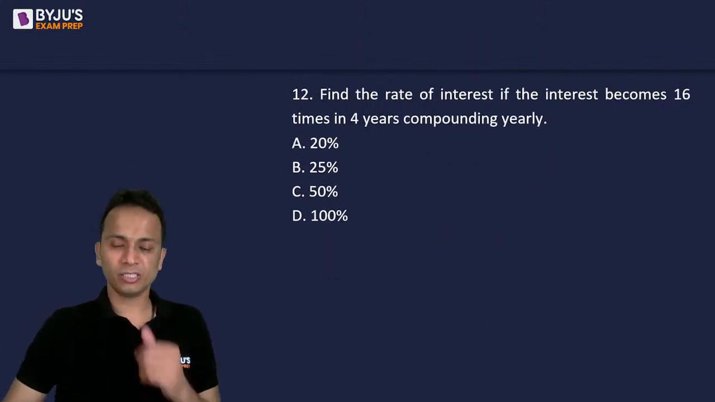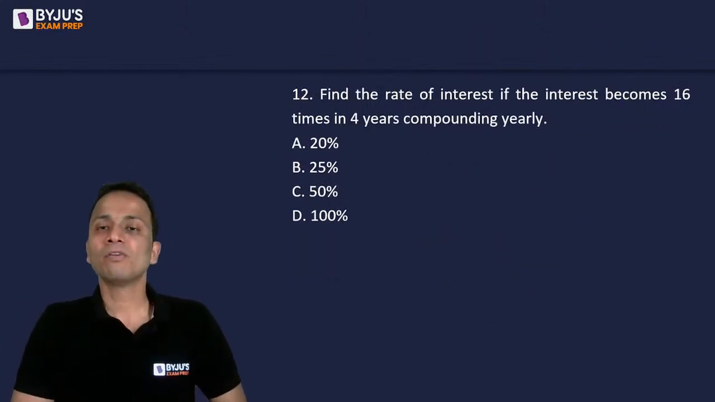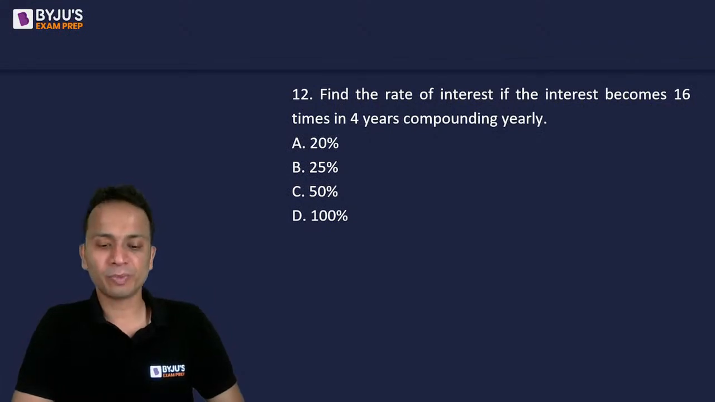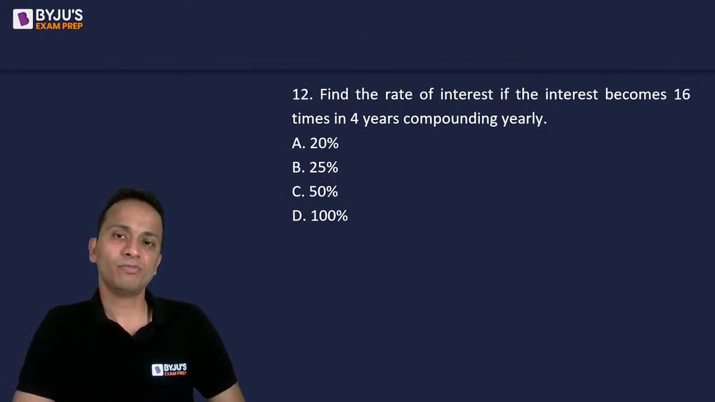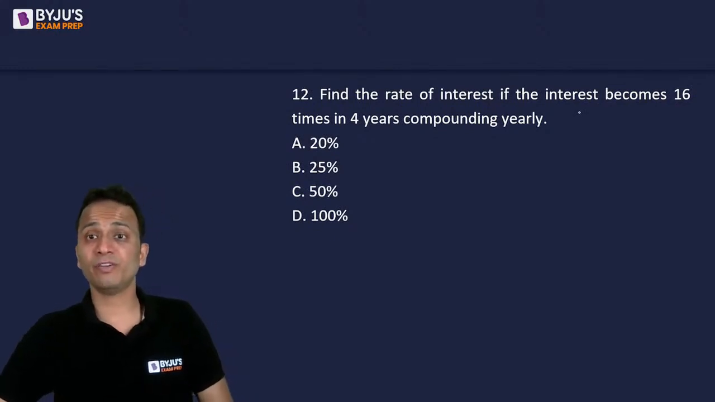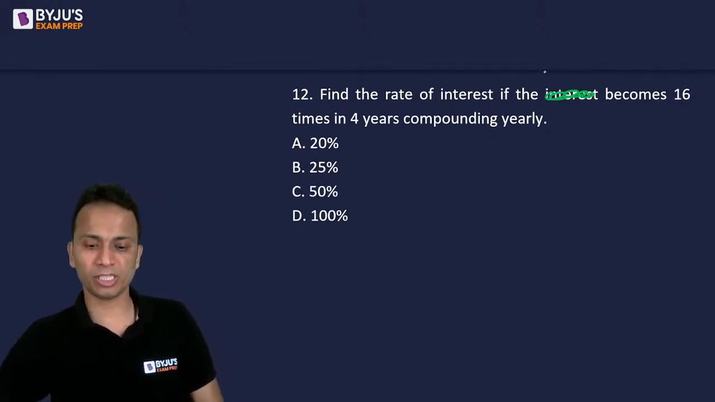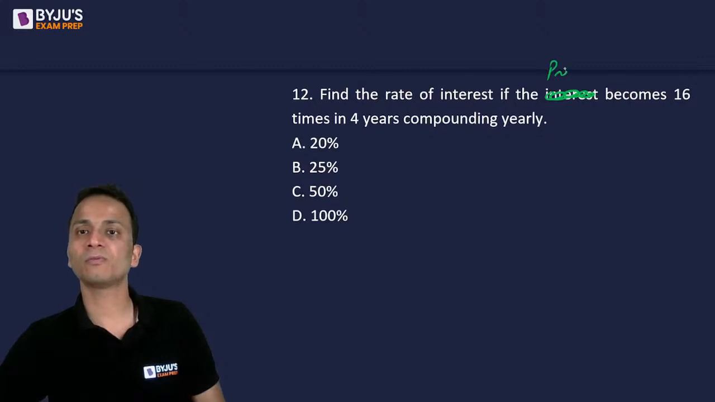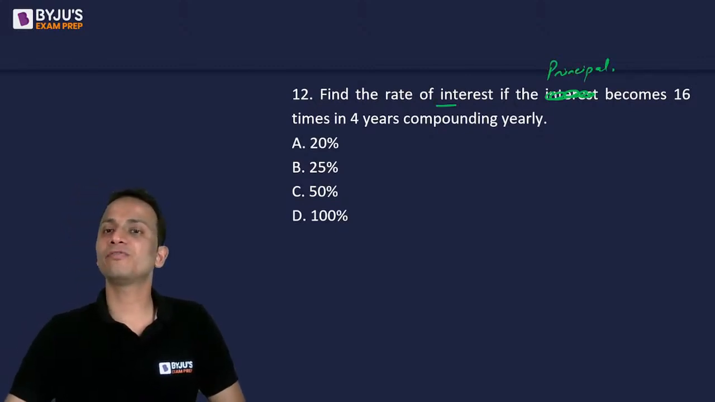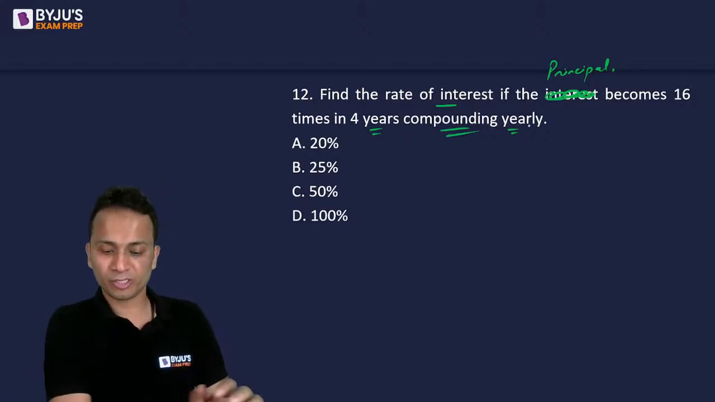Last question for the session, question number 12. Find the rate of interest if the interest becomes 16 times in 4 years. If the principal becomes, ये छोटा सा mistake है, इसको principal कर लो. Okay, so find the rate of interest if the principal becomes 16 times in 4 years, compounding yearly. So this is compound interest.